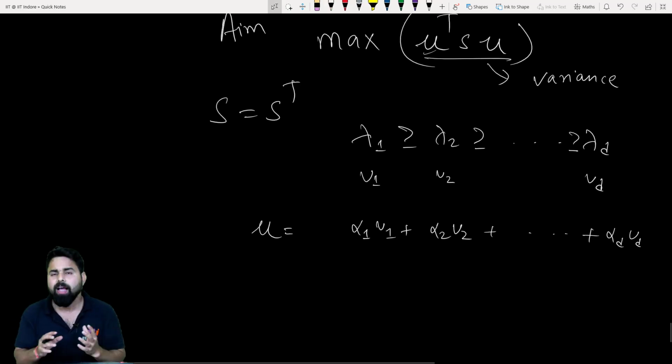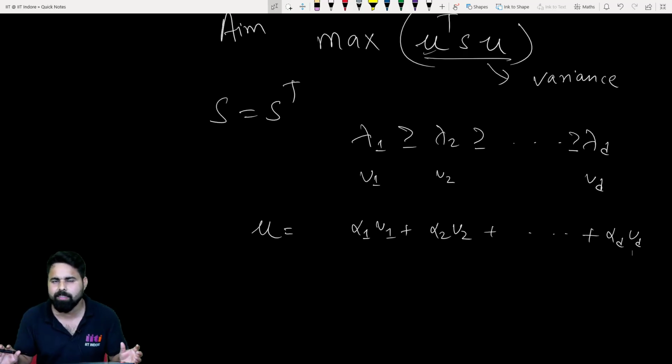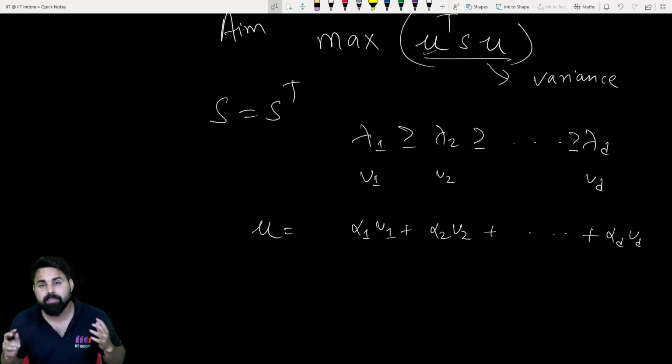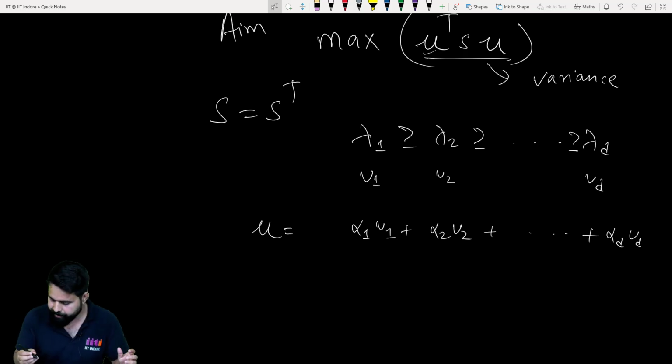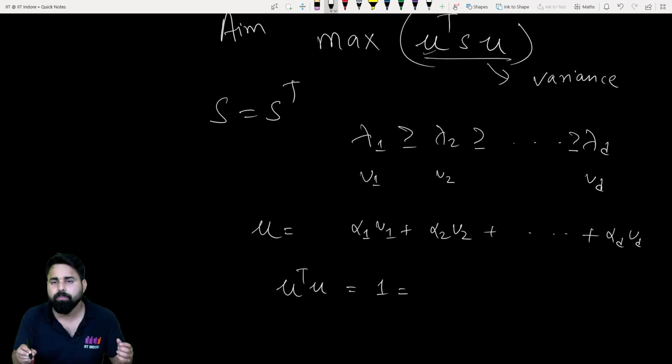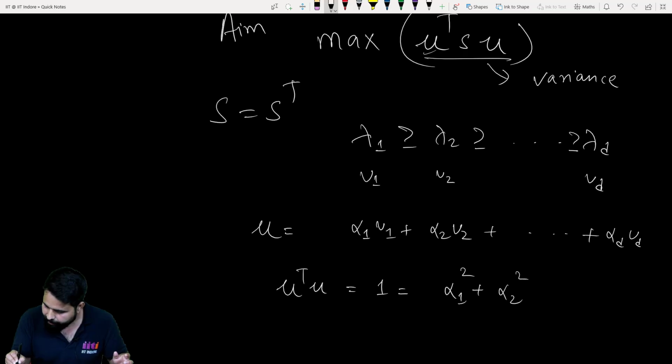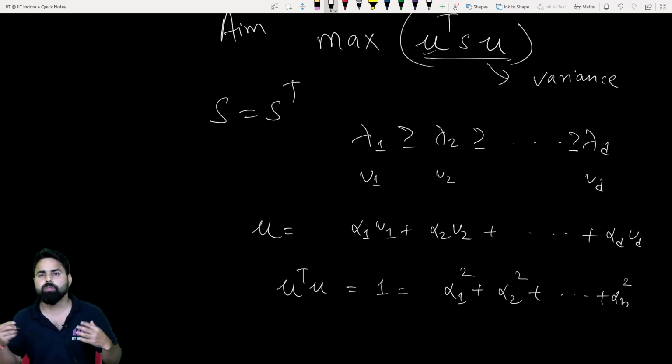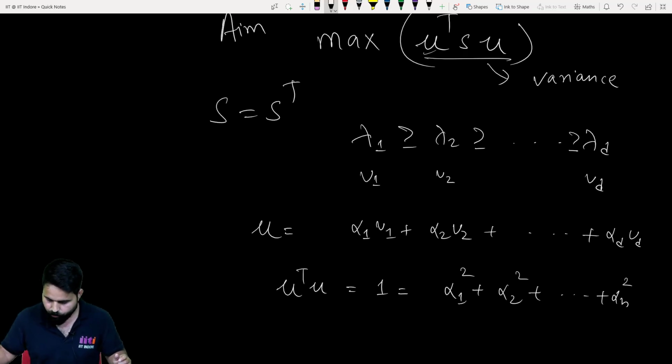Now I have to take u as a unit vector, because only the directions matter, it does not matter how long u is. Remember when we were projecting the points, I can safely take u to be a unit vector. So that means u transpose u equals 1, which, since V1 up to Vd are orthonormal vectors, comes out to be alpha 1 square plus alpha 2 square up to alpha d square. So the sum of the squares of these coefficients is equal to 1.